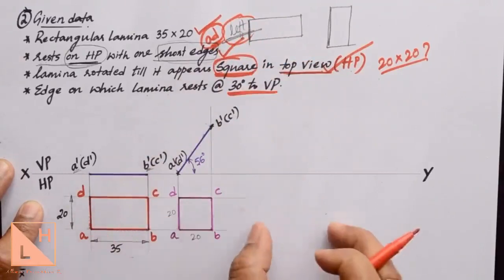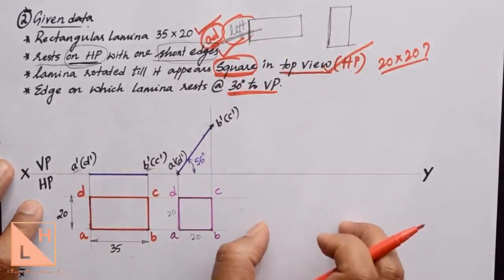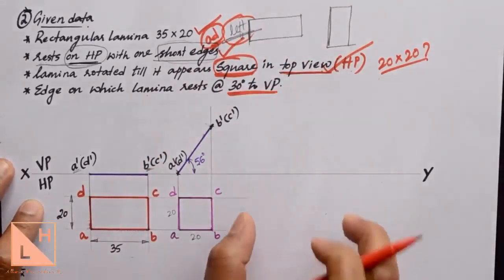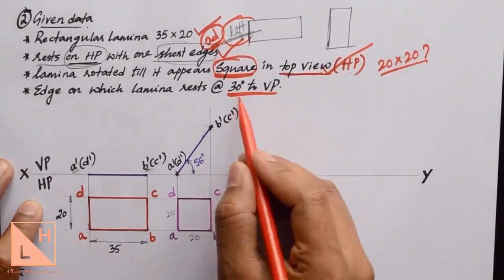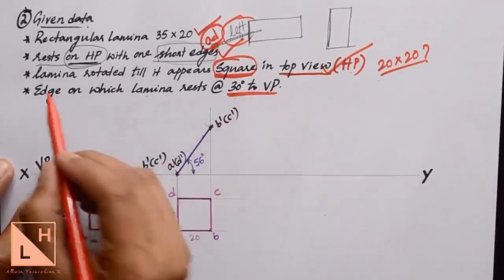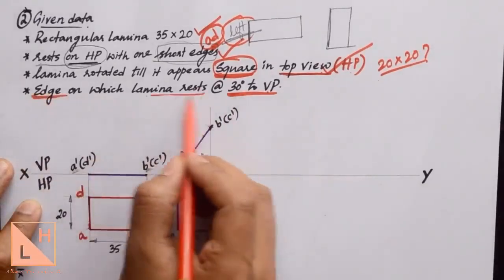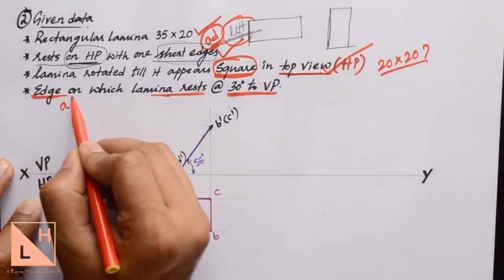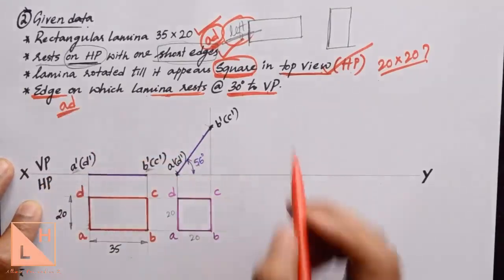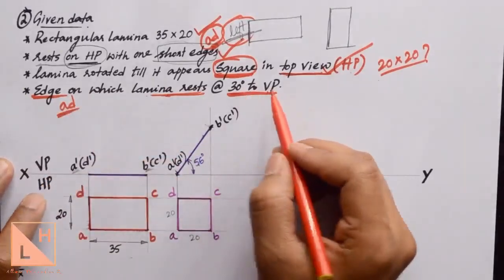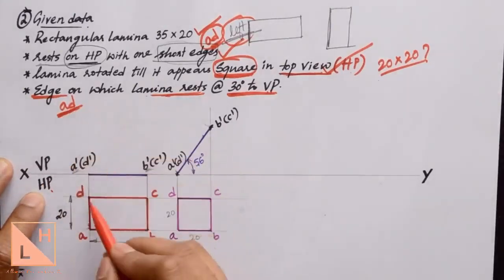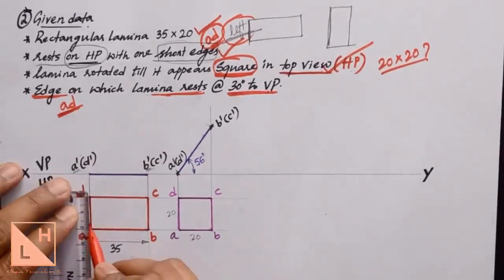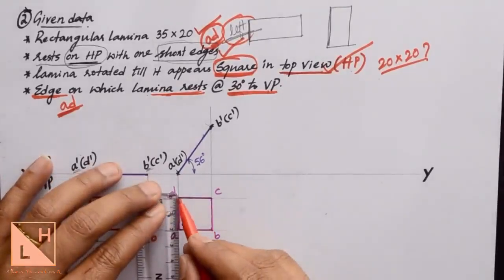So before you go to third position, always make sure you check the length of that particular element with respect to what the condition is given. In this problem, the condition is 30 degree to VP and the element is the edge on which the lamina rests, which is nothing but AD. The angle is given with respect to VP, so you need to draw it on HP. So measure the length of AD in first and second position. It is 20 here and it is still 20 here.